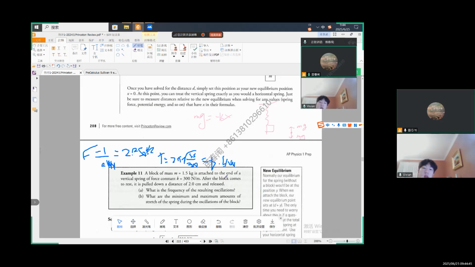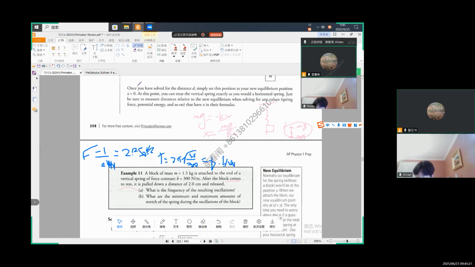So they say mg, after it, the block comes to rest. It's resting in this kind of situation, right? Then you find that x, mg over k, right? Or negative, doesn't really matter. It must be mg over k. It's positive anyway. And so x is the resting point.